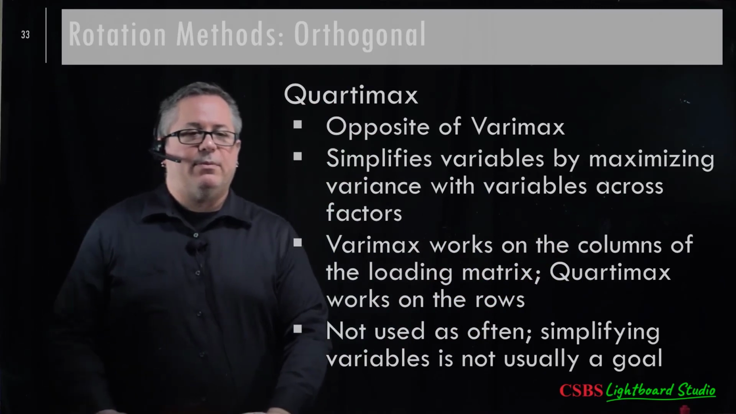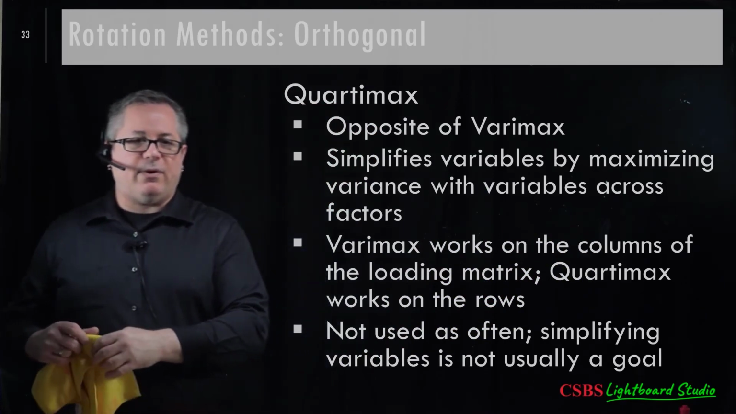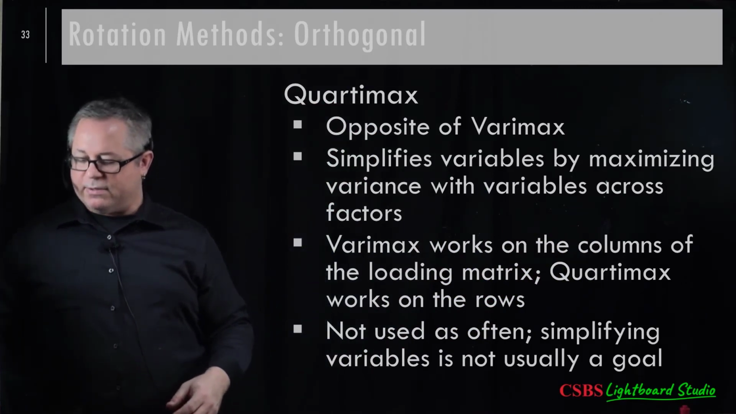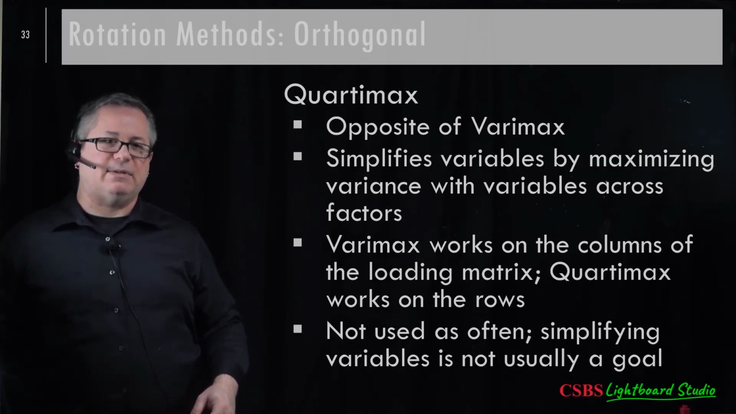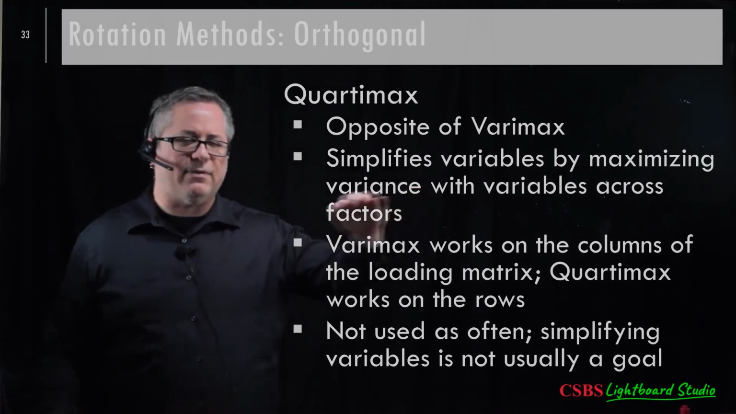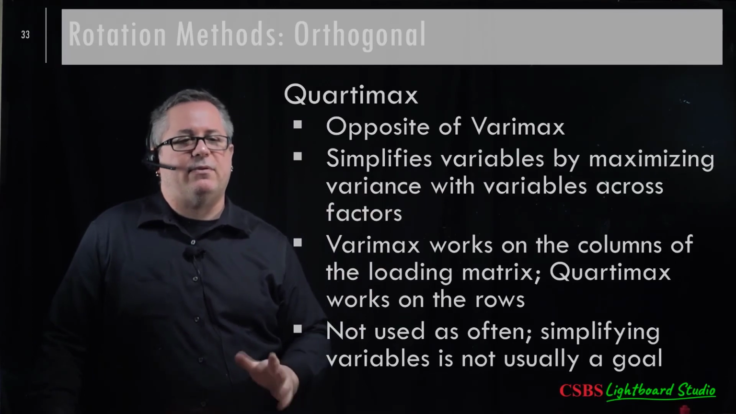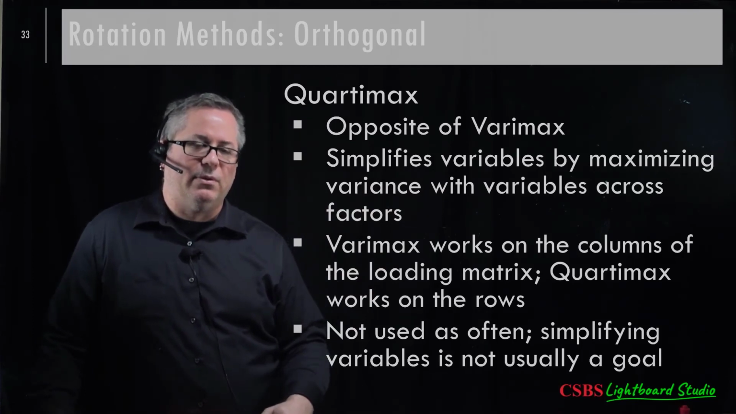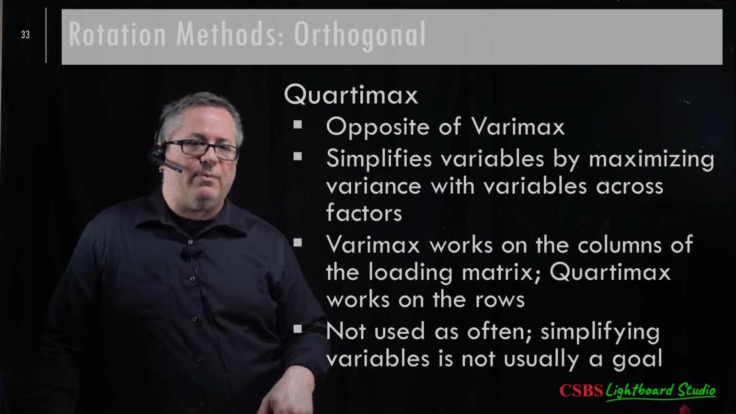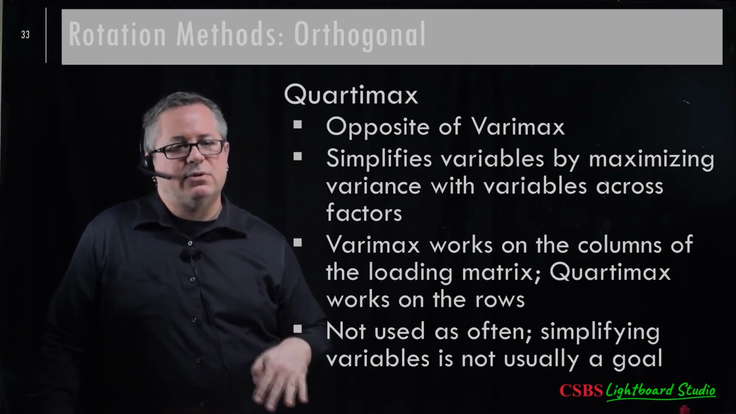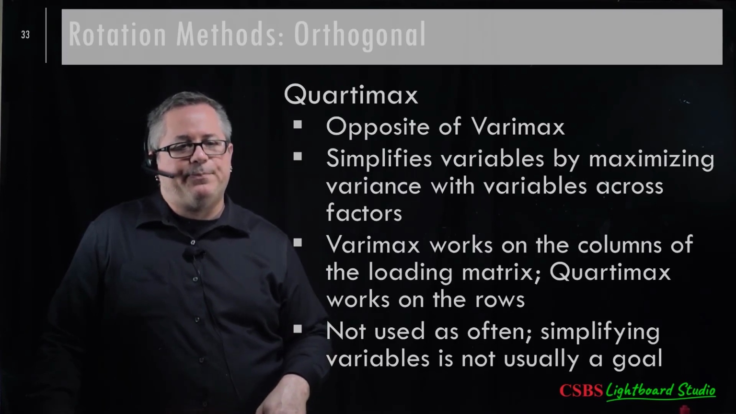Opposite of varimax, simplifies variables by maximizing variance with variables across factors. It's now trying to maximize the communalities, the variance of items by rotating across factors. That's not what people typically want to do. Varimax works on the columns of the loadings matrix. Quartimax works on the rows. It's not used very often.